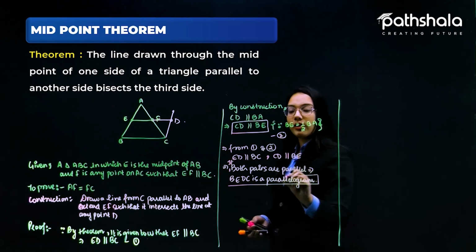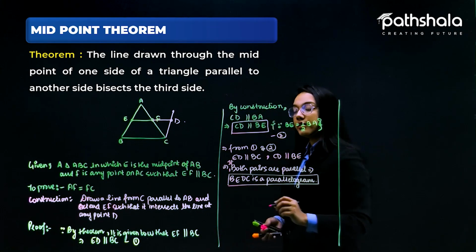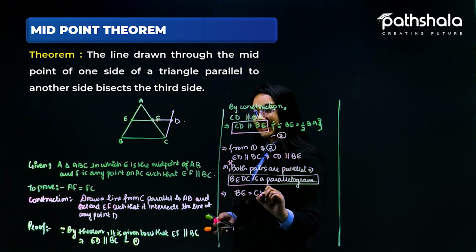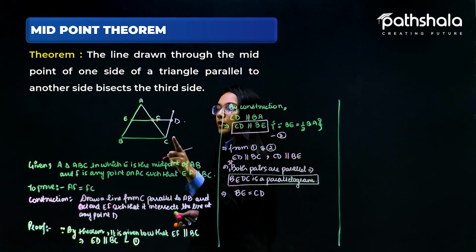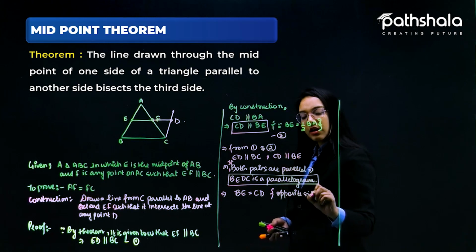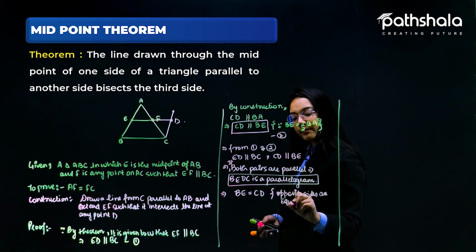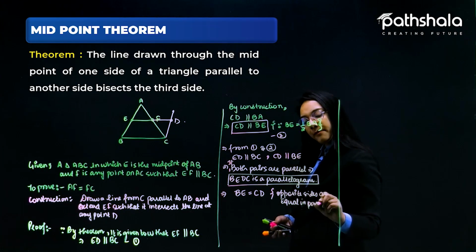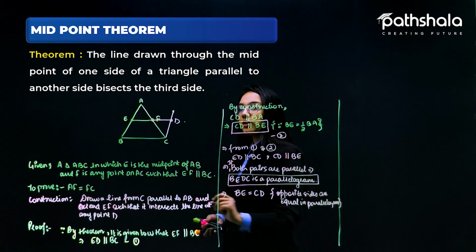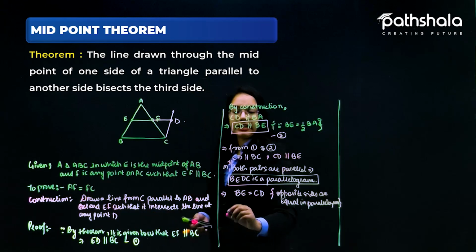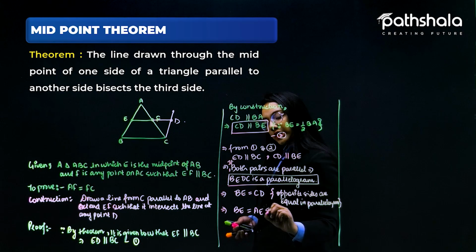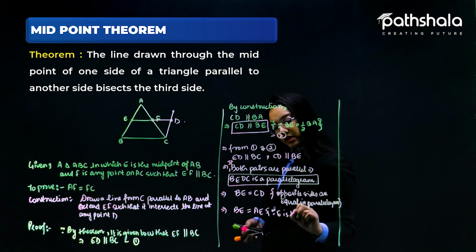Now if it is a parallelogram, then we know that BE is equal to CD, since opposite sides are equal in a parallelogram. So BE is equal to CD, and it also implies BE is equal to AE, since E is the midpoint.